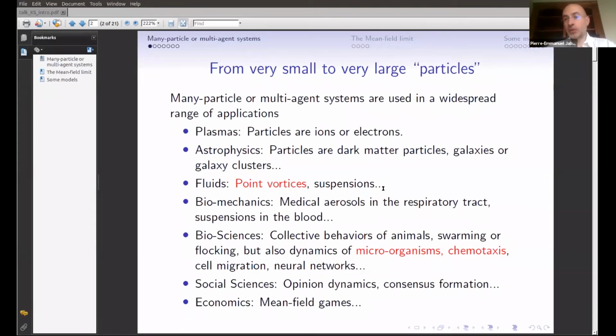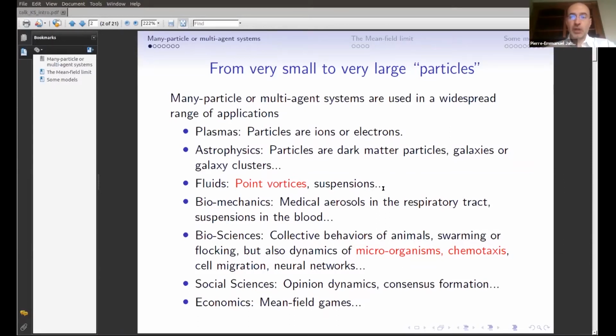Systems of interacting particles nowadays show up in a lot of different settings. I've just tried to gather a few of them here. I'm not going to go through the list in detail, just to give you an idea of the various things that particles can mean. You can start from the classical systems, and plasma is the first one that comes to mind, because this was the setting where the mean field limit was first derived formally by Vlasov in the 30s.